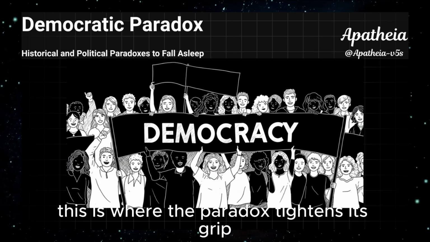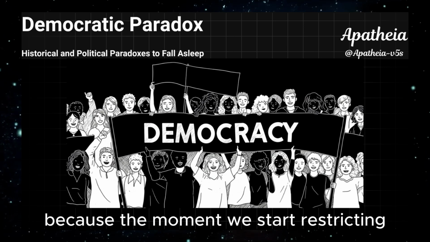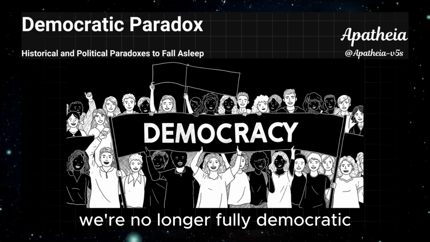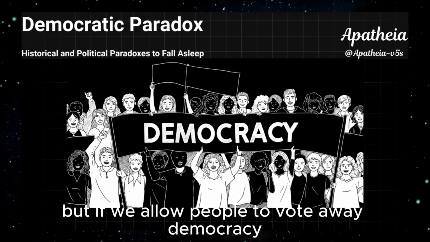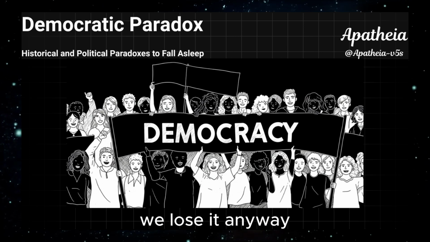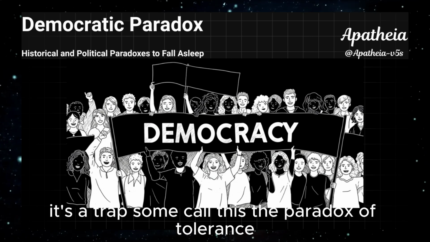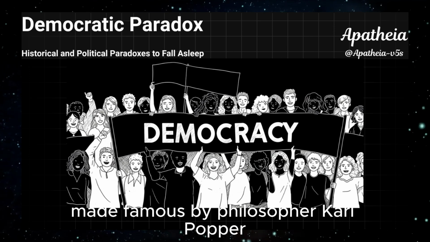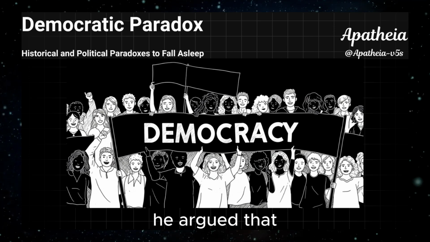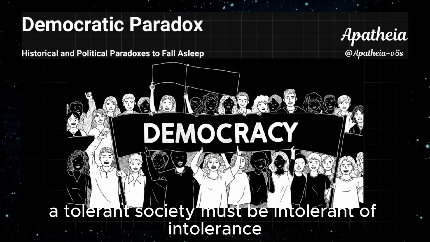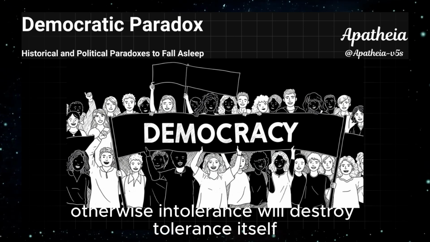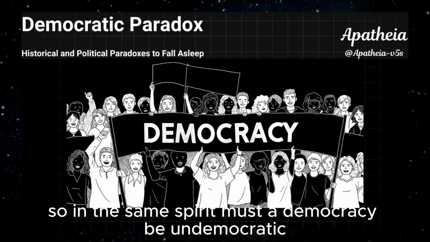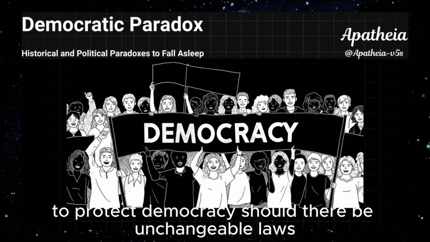This is where the paradox tightens its grip. Because the moment we start restricting what people can vote for, we're no longer fully democratic. But if we allow people to vote away democracy, we lose it anyway. It's a trap. Some call this the paradox of tolerance, made famous by philosopher Karl Popper. He argued that a tolerant society must be intolerant of intolerance, otherwise intolerance will destroy tolerance itself. So in the same spirit, must a democracy be undemocratic to protect democracy?